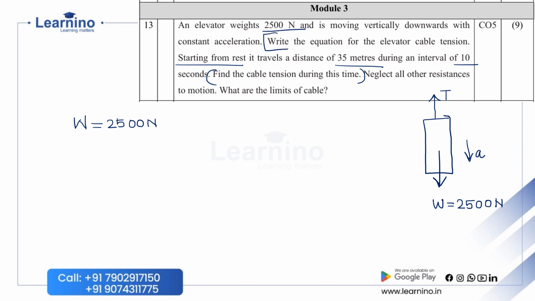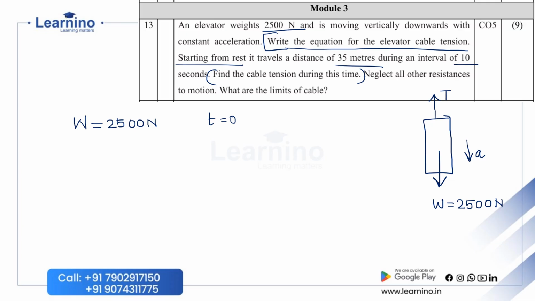Okay, we need to write the equation for cable tension, and they have also given that it starts from rest. So the initial position will be at rest, at time t is equal to 0. That is the initial position, time t is equal to 0. The lift is at rest, and it travels a distance of 35 meters.